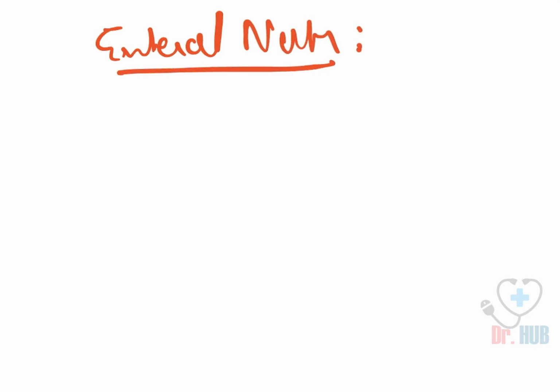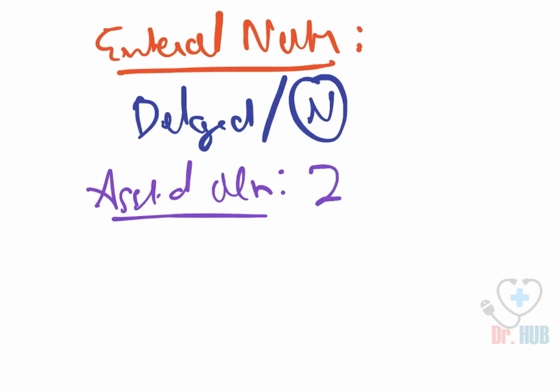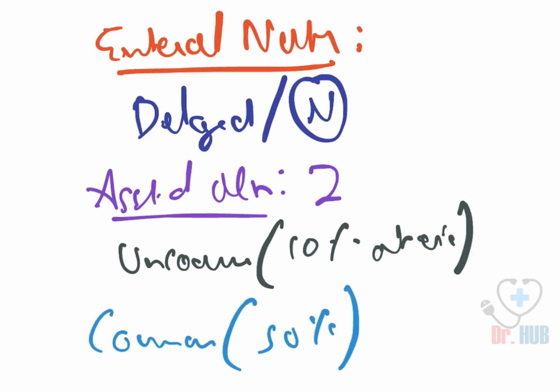Then we move on to the enteral nutrition. In gastroschisis, it is delayed, whereas in Omphalocele, it is normal. Then looking at the associated abnormalities. In gastroschisis, they are uncommon; about 10% atresia is seen. In Omphalocele, they are common, about 50%.